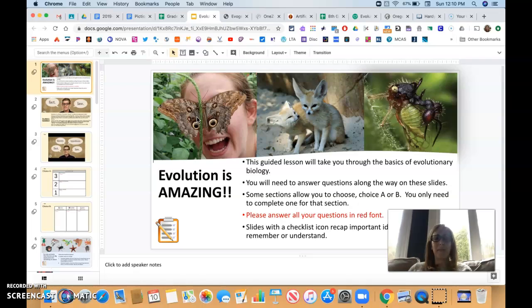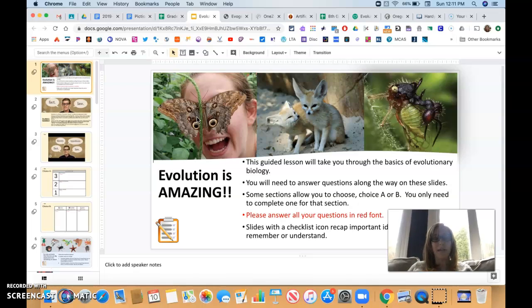So quick recap for you. Evolution is change in a species over time, and when those changes build up or accumulate, they lead to speciation, which is a new species, and it's considered a new species when they can no longer mate and produce fertile offspring. So that's really what evolution is, kind of in a quick nutshell.